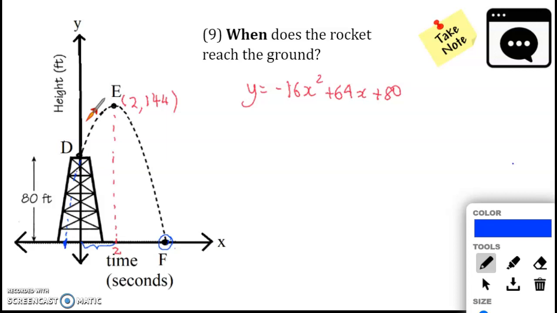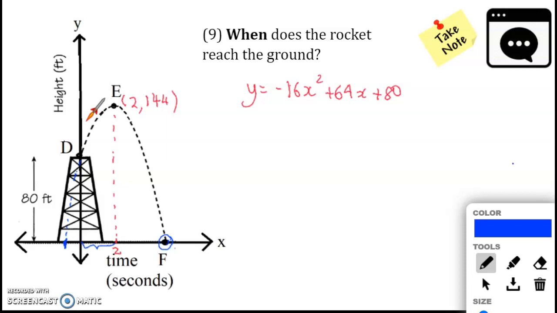That's the other x-intercept. Okay, so we're looking for the x-intercept here, aren't we? So how do we figure out the x-intercept? To figure out the x-intercept from the standard form, we actually need to convert it to factored form. Okay, so to factored form, that means we need to factor this expression.